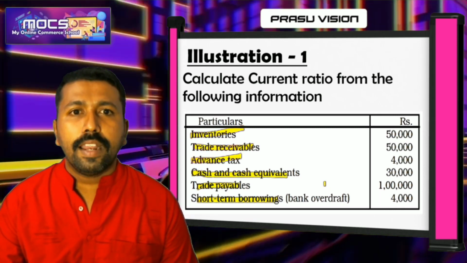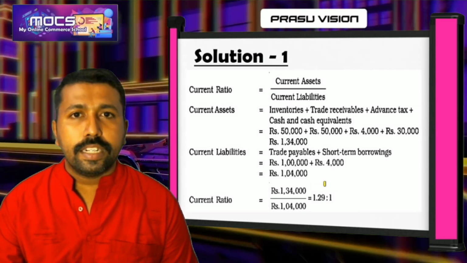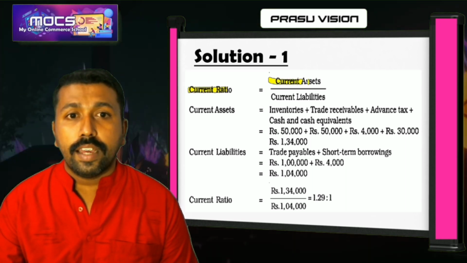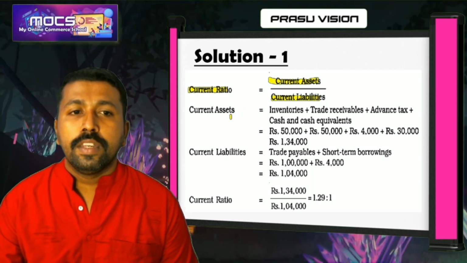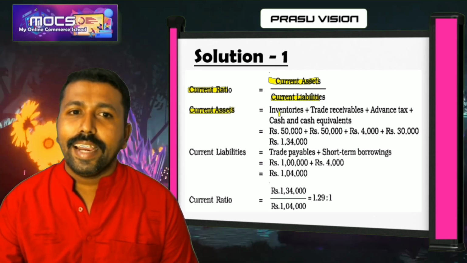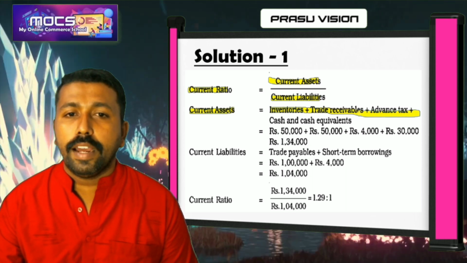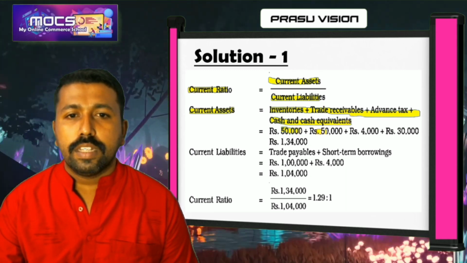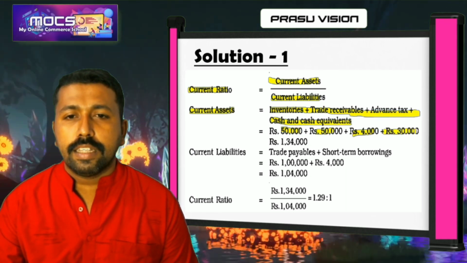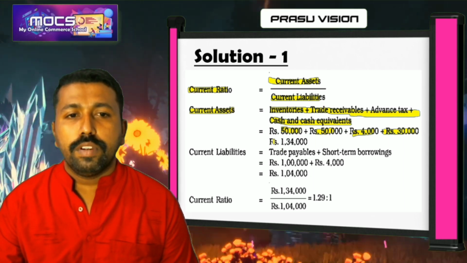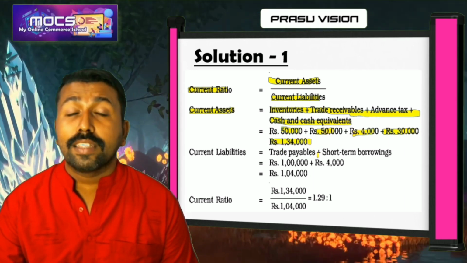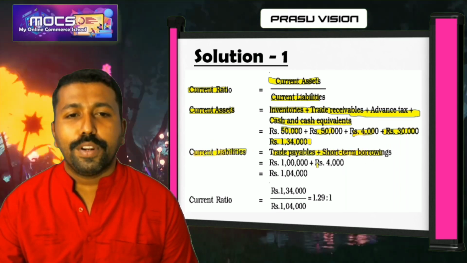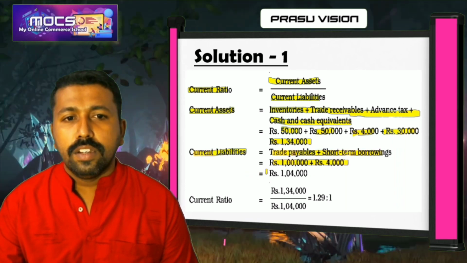So the solution will be like this, and please note it in your notebook. First of all, you just write the equation: current ratio is equal to current asset by current liability. Current asset can be calculated by adding items like inventory, trade receivable, advance taxes, and cash and cash equivalents. So the total will be 50,000 plus 4,000 plus 30,000 plus the fourth item. These four items give the value of current asset, 1,34,000. And the current liability includes trade payable plus short-term borrowings, 1 lakh plus 4,000, 1 lakh 4,000.